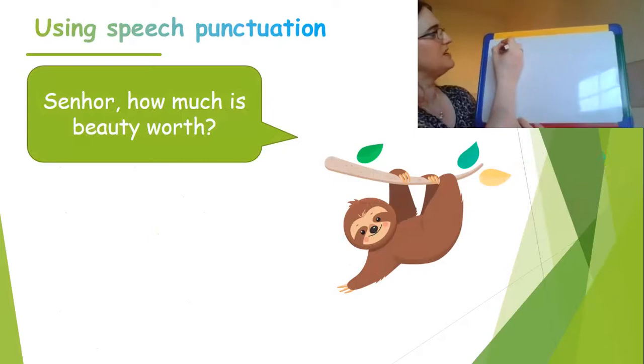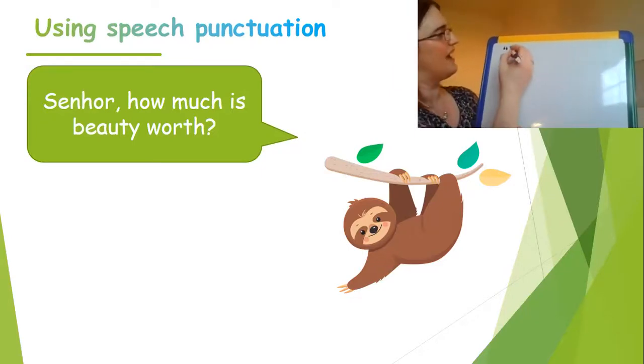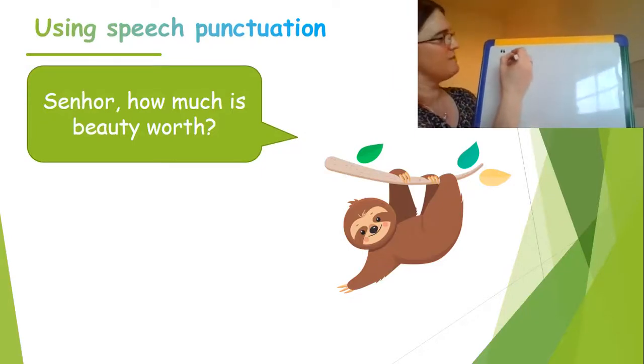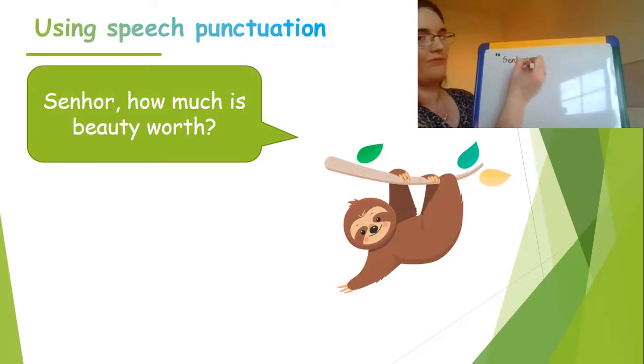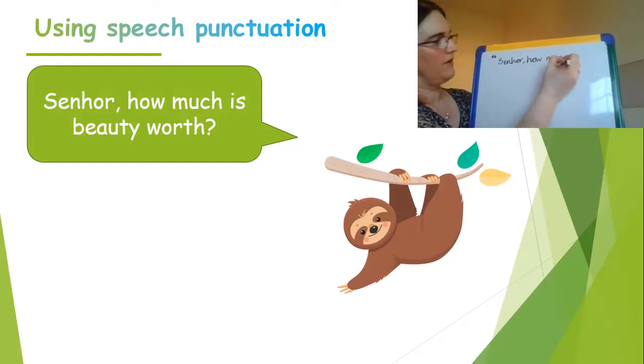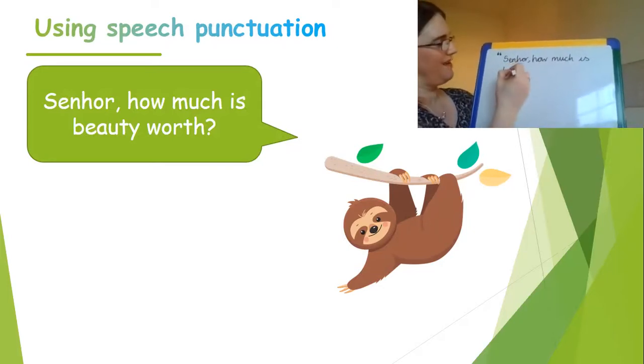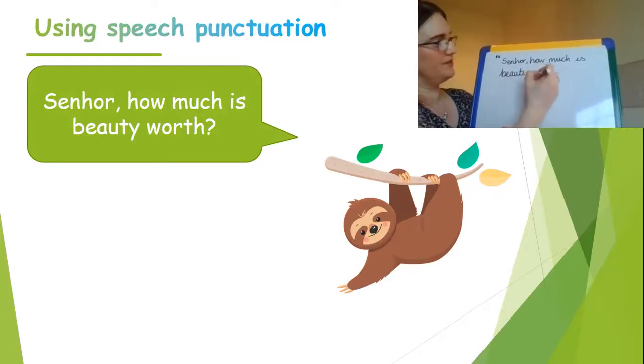Okay, so I'm going to open up my speech marks with a 66 shape. You can't always see the shape of speech marks when it's on a computer, but when you're doing it by hand, try and make those a 66 shape. And then we're going to write, "Signor, how much is beauty worth?" And that's a question. So we're going to end it this time with a question mark.